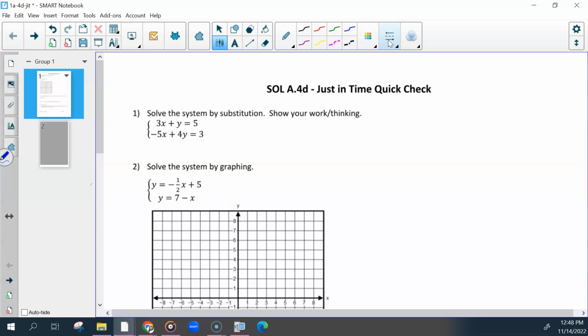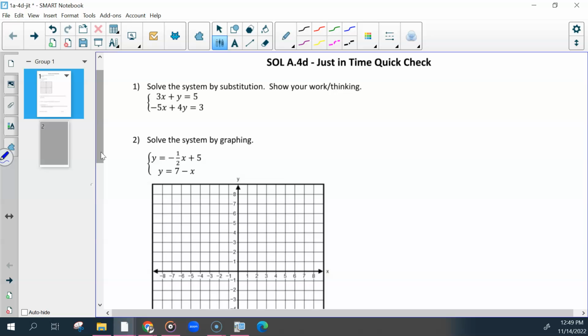One, you had to solve this by substitution. So with your substitution process, you need to get one of your variables by itself if it's not already. The easiest one to do that is the y in the first equation. Get everything away from that by subtracting. So y equals negative 3x plus 5.